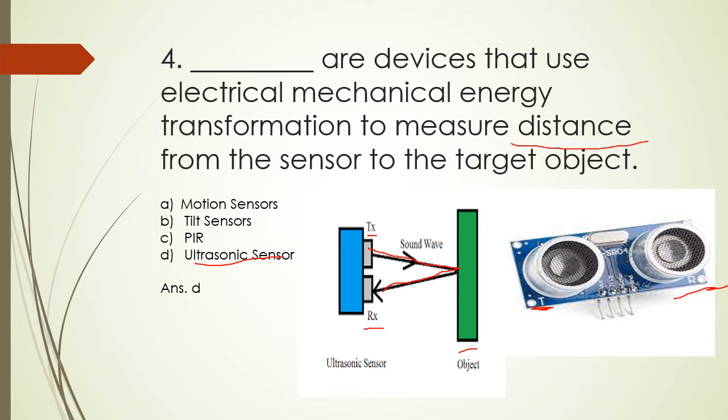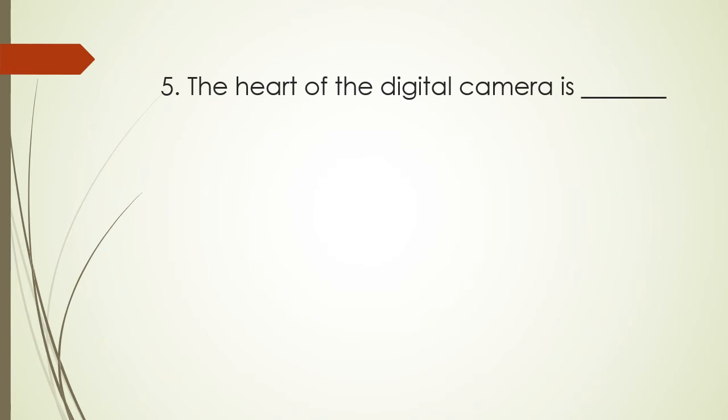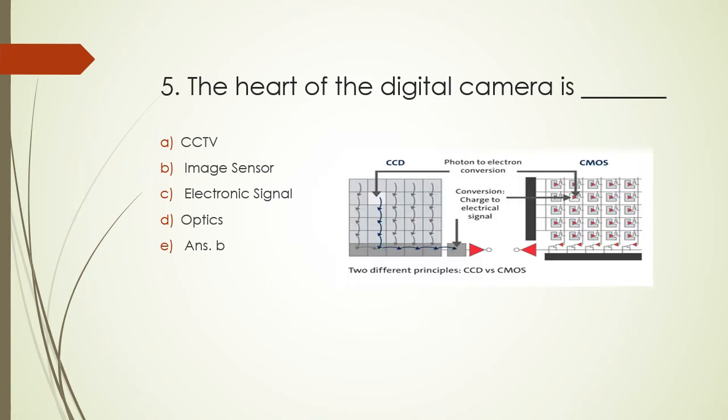Okay, distance from the sensor to the target object, and this is how they are actually working. The heart of the digital camera is dash. CCTV, image sensor, electronic signal, and optics. Okay, so obviously the heart of the digital camera is nothing but the image sensor. Option B is the correct answer here. Okay, and these are some of the types of image sensors like CCD and CMOS.